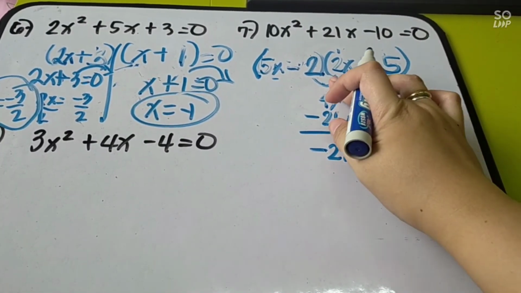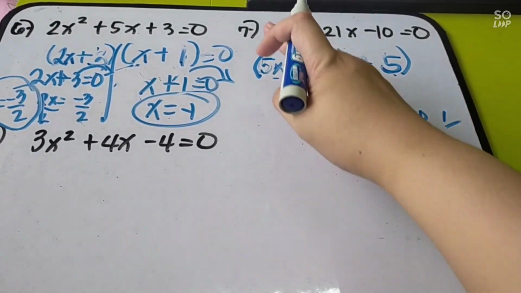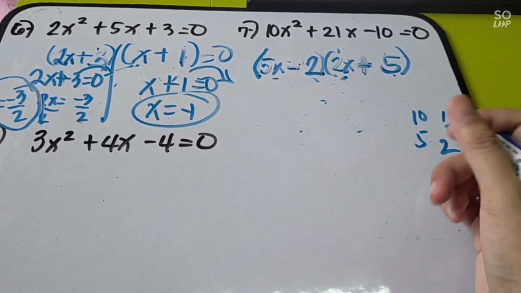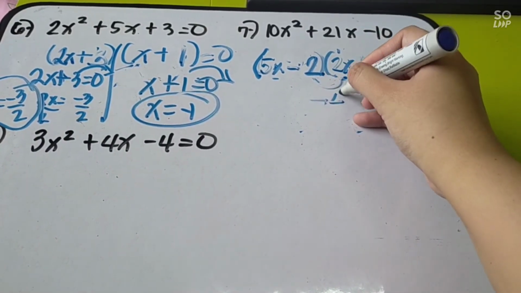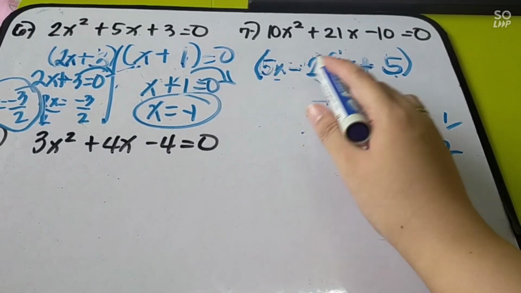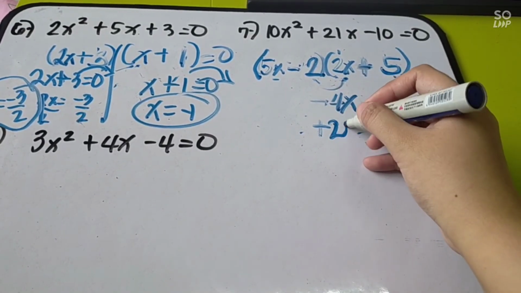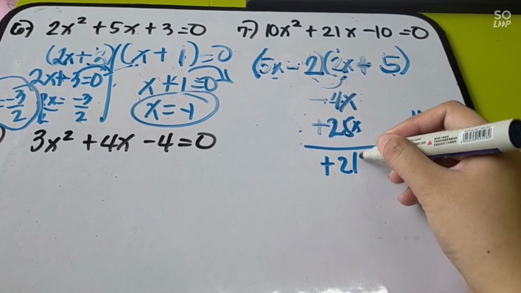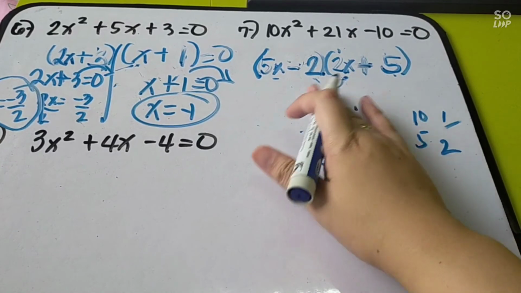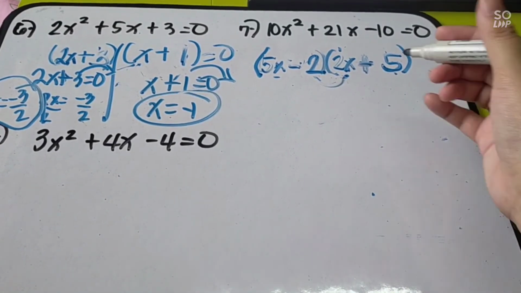Ayan. So, di ba medyo mahirap kapag merong numerical coefficient sa tabi ni quadratic term? O, let us see. Negative 2 times negative 2x, that is negative 4x. 5 times positive 5, that is positive 25x. If you add this one, the answer is positive 21x. Ayun! We got it correctly. Okay, so yan na po nga pasok si trial and error.